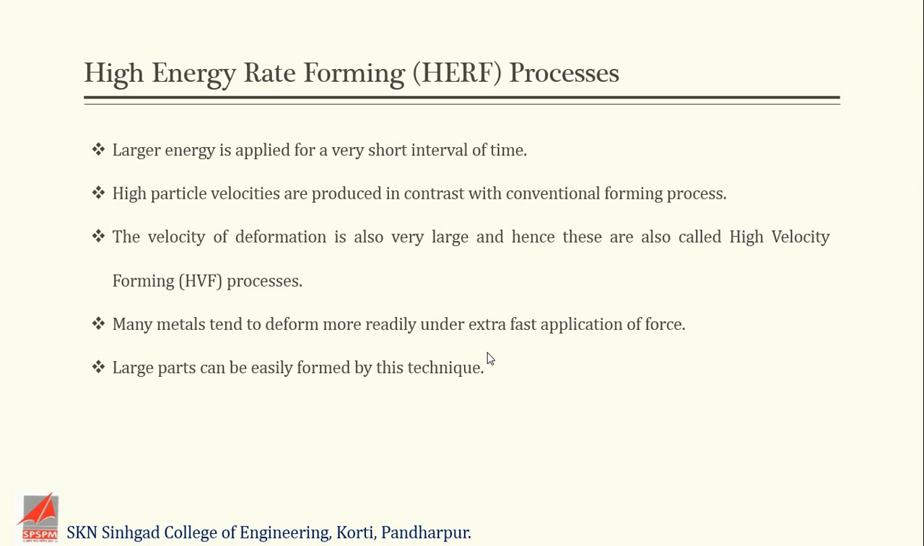deform it. The velocity of deformation is also very high, and hence these are also called high velocity forming processes. This high energy rate forming process is also called a high velocity forming process because the particle velocity is very high. Particles are produced in this process. We are producing the particles, and the velocity of those particles we are using for deformation of metal.